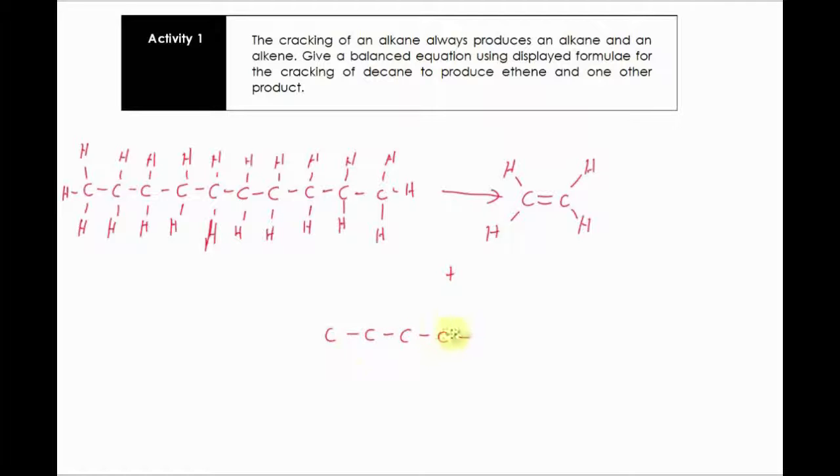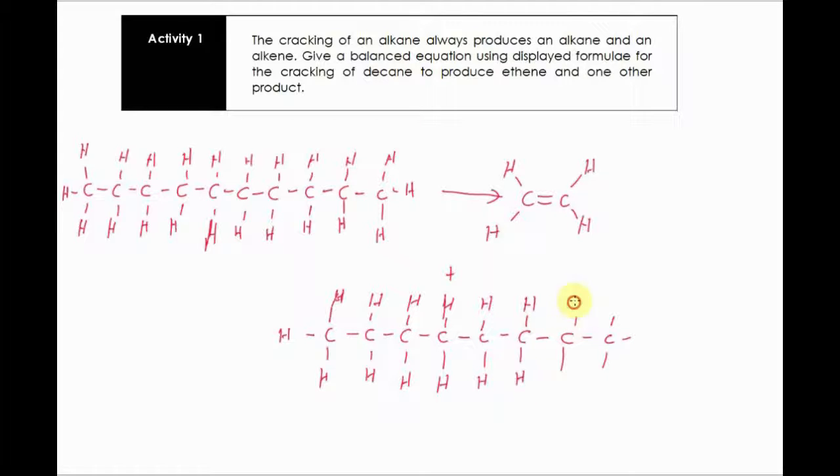chain. 1, 2, 3, 4, 5, 6, 7, 8. 1, 2, 3, 4, 5, 6, 7, 8, 9, 10. And again, just make sure that each carbon's got 4 bonds. Oops, yeah. And then add the hydrogens onto the bonds. And we'll just have to make sure that it balances, just to do a little bit of a sanity check.